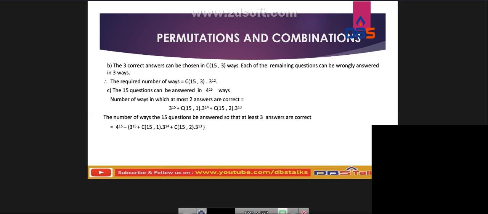So doing the C of 15 comma 3 ways, that is, each of the remaining questions can be wrongly answered in 3 ways. So there are 3 ways of being wrong, so what we are saying is C of 15 comma 3 is the correct and the remaining may be placed as wrongly answered, that is 3 power 12. Okay, next.